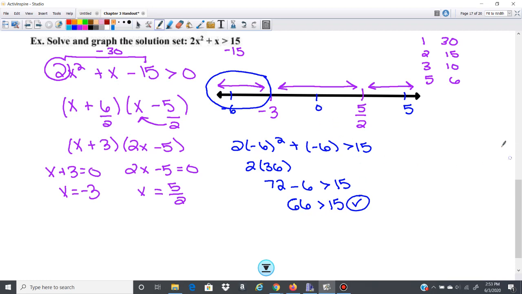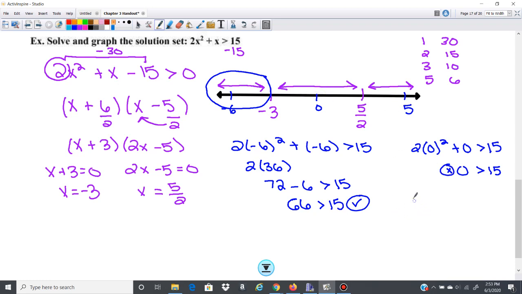Let's try with 0. 2 times 0 squared plus 0 is greater than 15. Well, anything times 0 is 0. So this is 0 is greater than 15. 0 is not greater than 15. Okay, so we're not going to accept this interval.